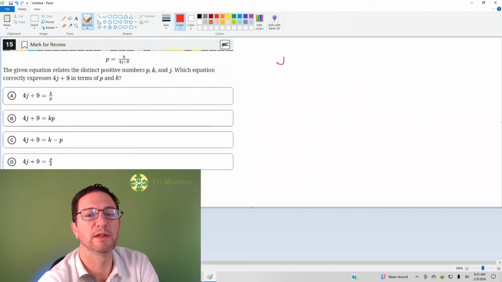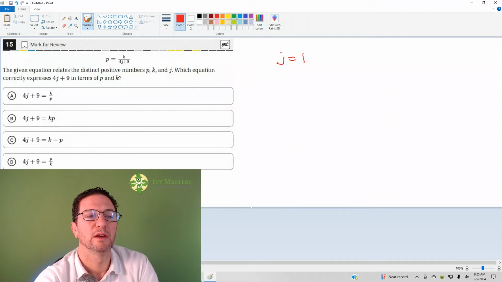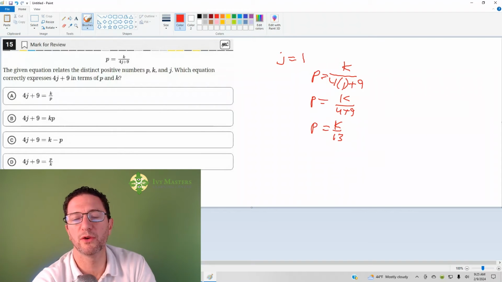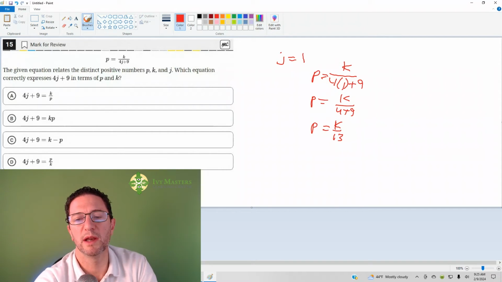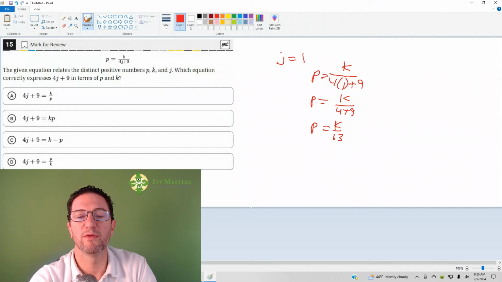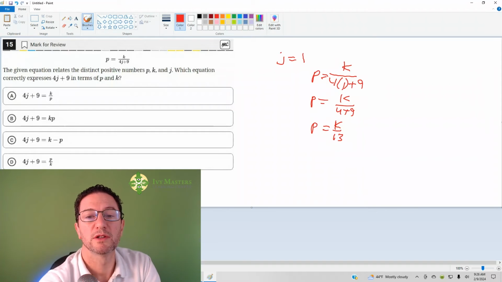So I'm going to make my j equal 1. If I just solve the bottom, at that point it's p equals k over 4 times 1 plus 9. P equals k over 4 plus 9. P equals k over 13. Now I want to pick numbers for the bottom first because I want to get a whole number. So what might I pick? For k, it's ideal if you don't have more than one variable represent the same number. So I'm going to say k equals 26.